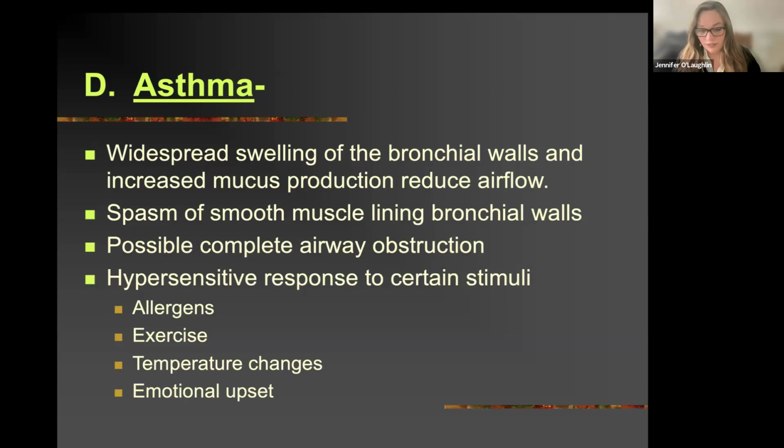Things that can trigger an asthma attack, things that can lead somebody into an asthma attack. Allergens can do it. Anything that you're hypersensitive to can lead to asthma coming on. You can get exercise-induced asthma, so somebody might start having asthma as they're exercising. Temperature changes, and it tends to be going from warmer to cold. Cold air tends to do it more, and can trigger that spasm and cause an asthma attack. And even emotional upset can induce an asthma attack. If somebody gets really upset, that can trigger them to go into an asthma attack.